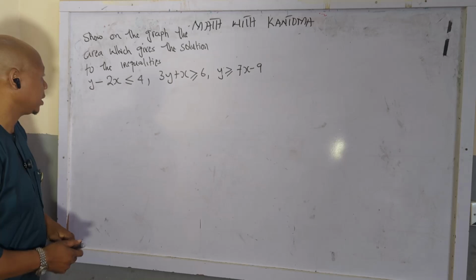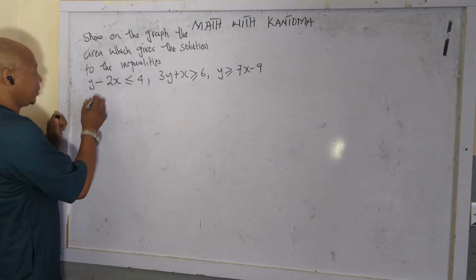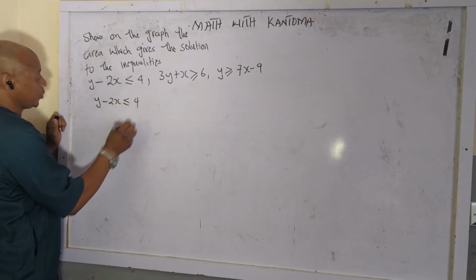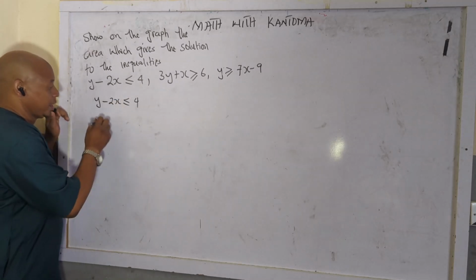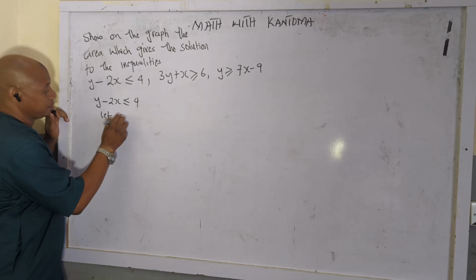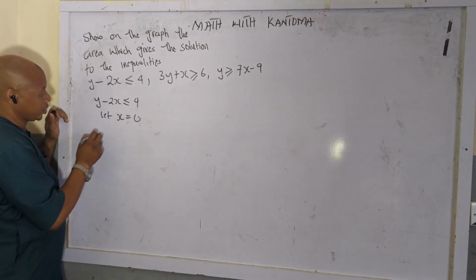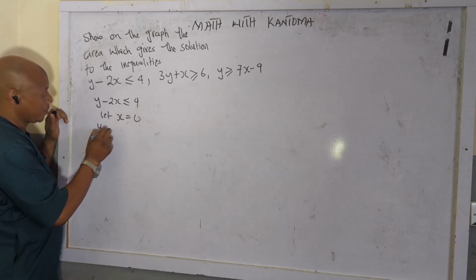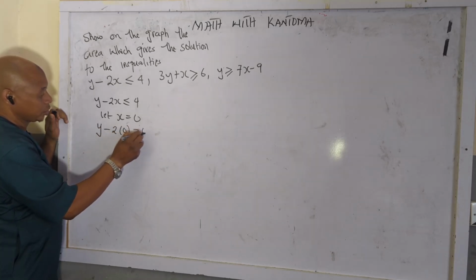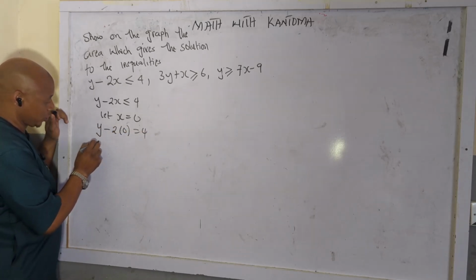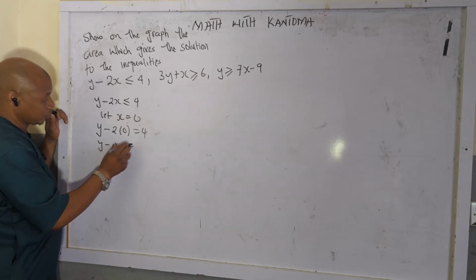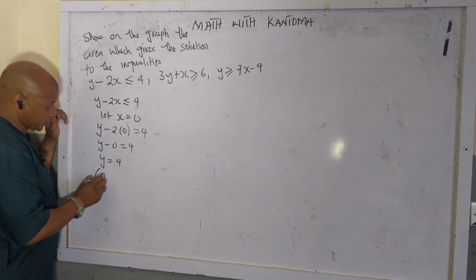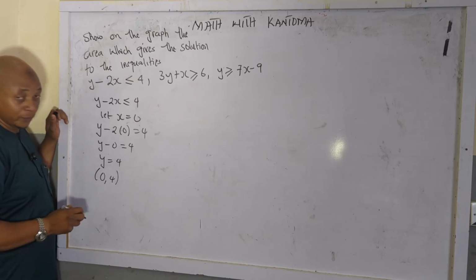So now let's see, taking the first inequality, y minus 2x less than or equal to 4. Let's start by assumption. Let x be equal to 0. Substitute the value of x in this and find the corresponding value of y. So we have y minus 2 times 0 is equal to 4. 2 times 0 is 0, so y minus 0 is equal to 4. Y minus 0 is still y, so y is equal to 4. So when x is 0, the corresponding value of y is 4.